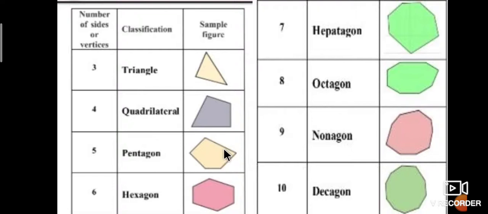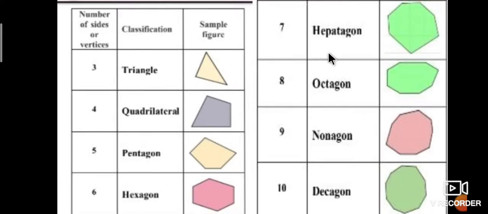Similarly, when the number of sides is 6, the figure which has 6 sides is called a hexagon. A geometrical figure which has 6 sides is called a hexagon.